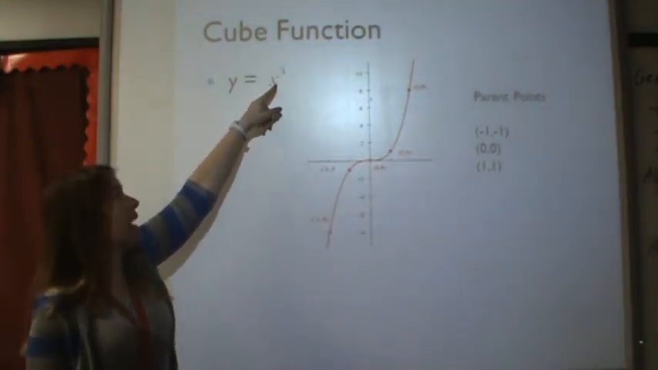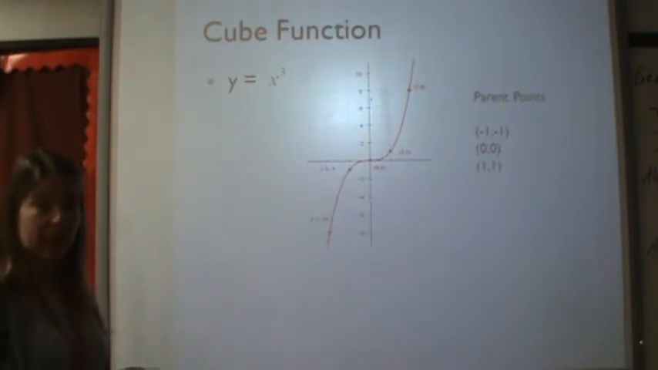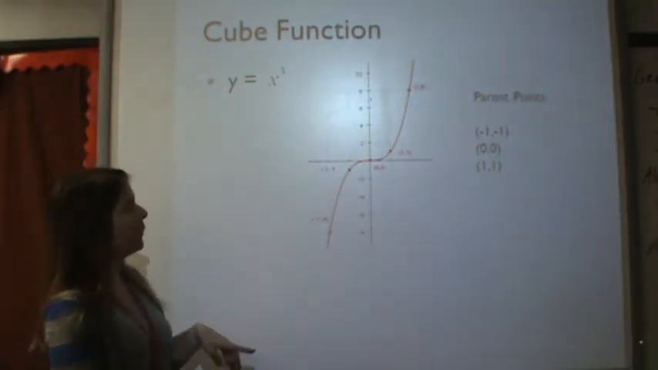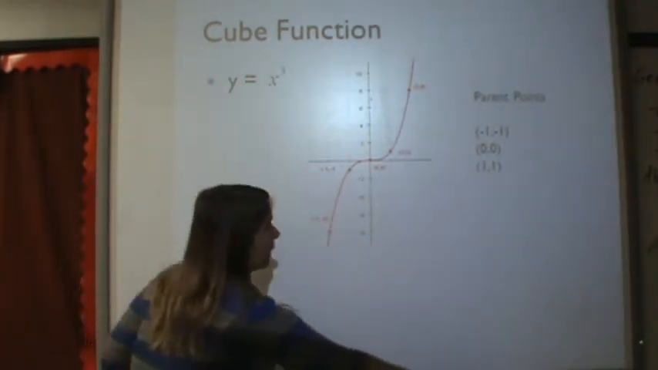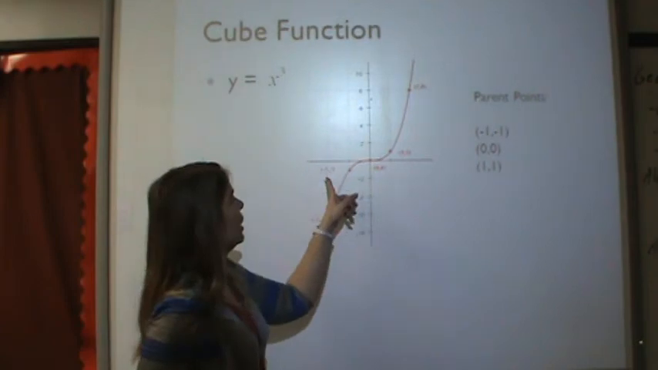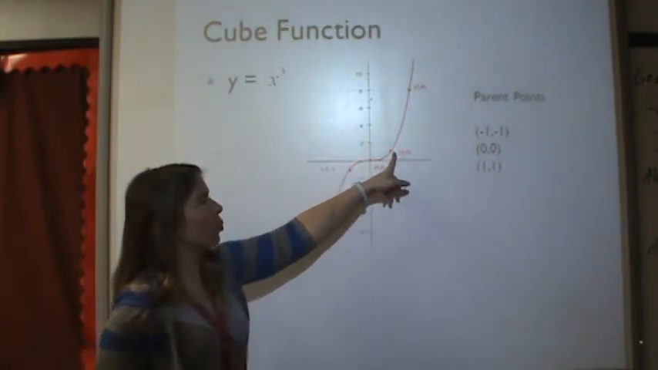You need to look at the exponent to determine what the graph looks like. Because remember, x squared is a parabola. Now we have x cubed is this graph. Important information you need to get down: your parent points. -1, -1, 0, 0, 1, 1.